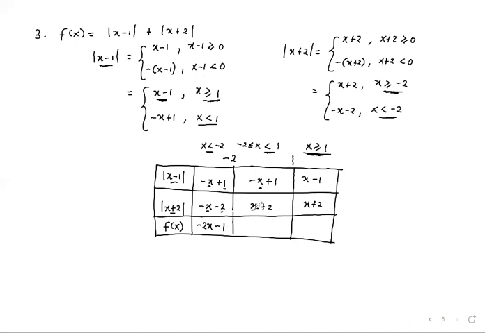-x plus x, we get 0. 1 plus 2, we get 3. And x plus x, we get 2x. -1 plus 2, we get 1. And then sketch now. What we are sketching are the three functions.